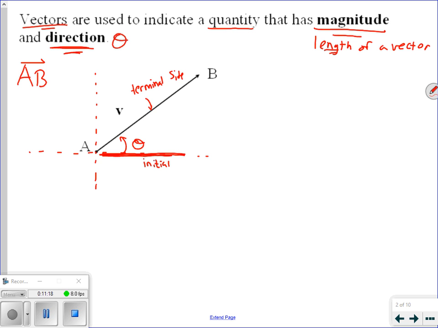Now, with a vector, this is a similar part to parametrics. A vector is going to have a horizontal component and a vertical component.